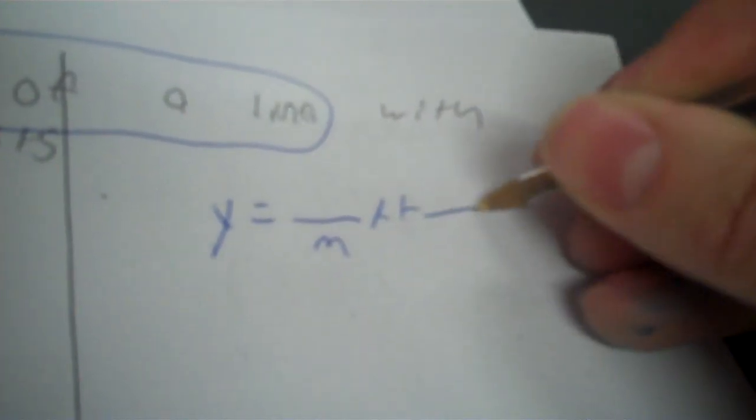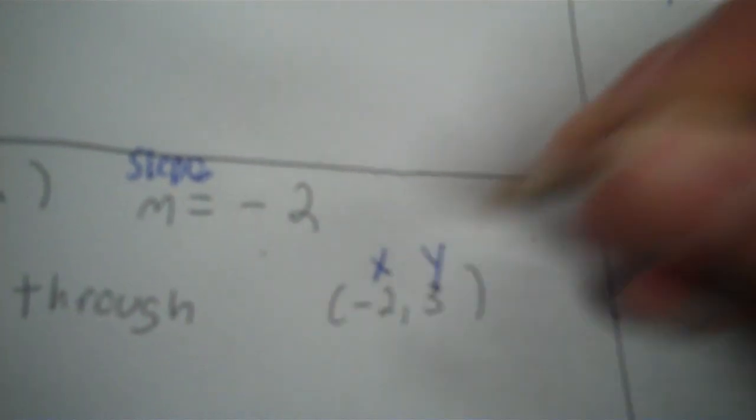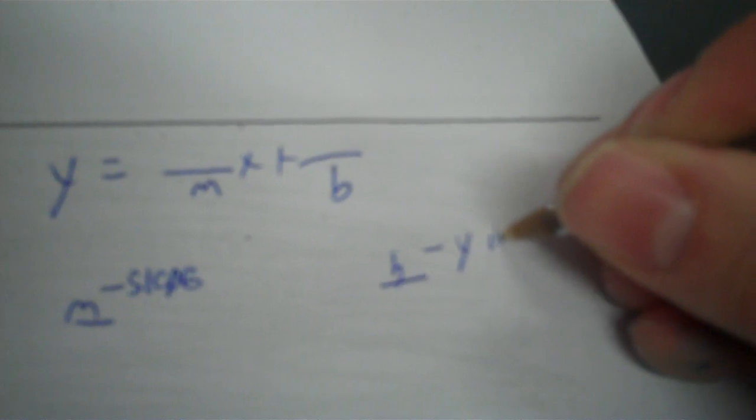On the next 4 problems, you're writing an equation of a line with the following traits. All these problems should be set up in y equals mx plus b form. You have to find the m and the b values. So m, the slope, equals -2. And also in my equation, when x is -2, y is 3. So y equals mx plus b, and I have to find the m and the b. M is the slope, and b is the y-intercept.